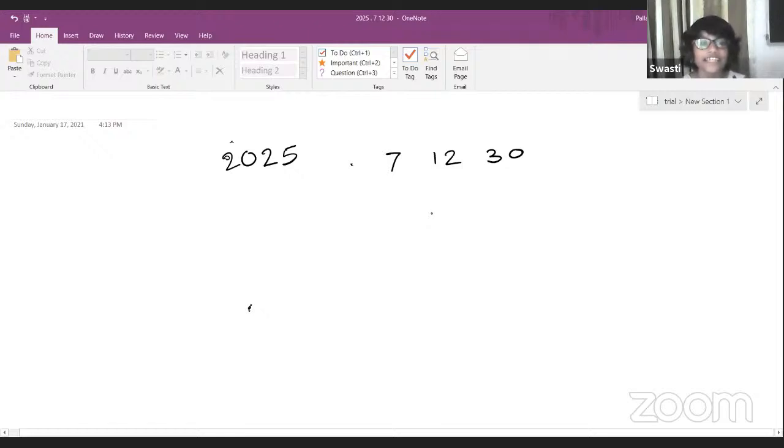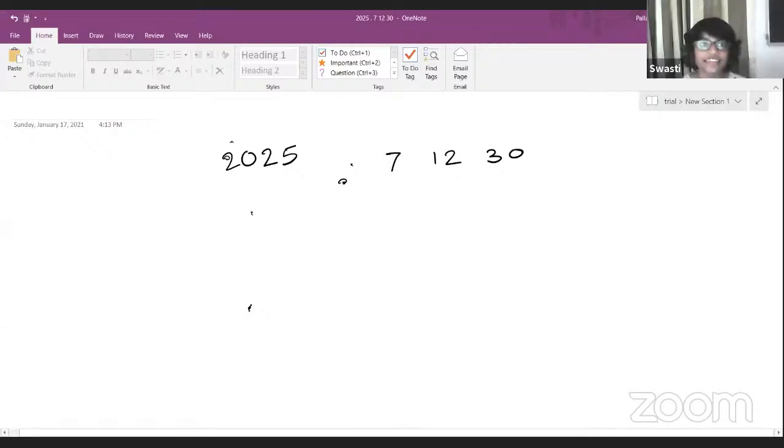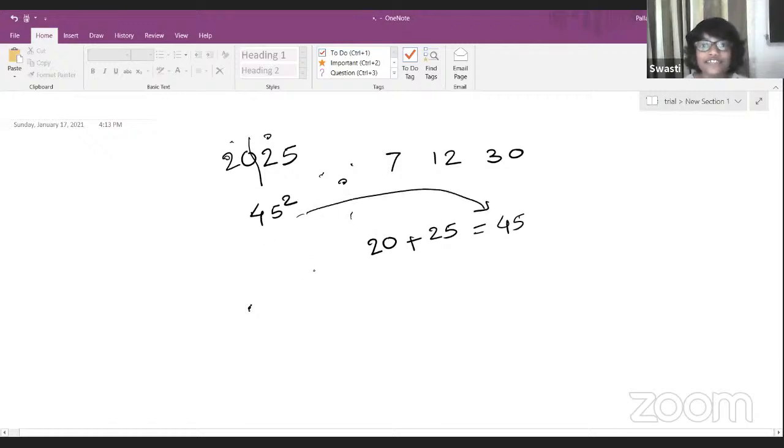That was very nice, Vihan. Anyone else? Okay, someone said in chat 45 square. Yes, 2025 is 45 square. Very nice. So one more interesting thing. If we cut 2025 in two parts, we get 20 and 25. Then if we add them up, we get 45. And 2025 is 45 square. Isn't that nice?